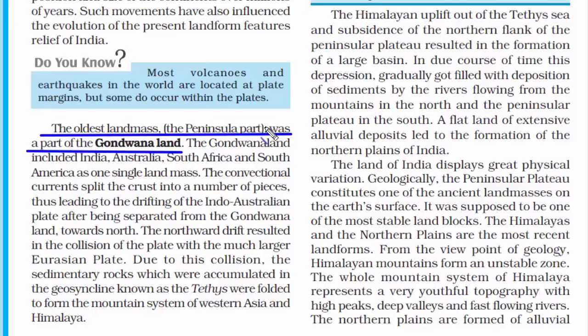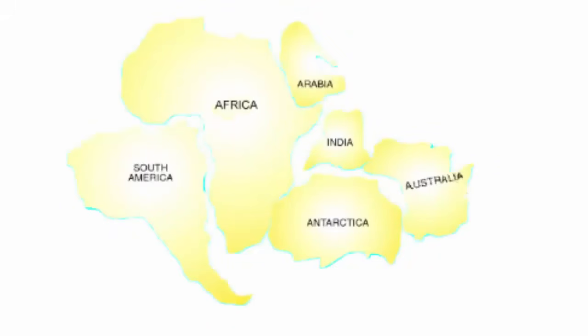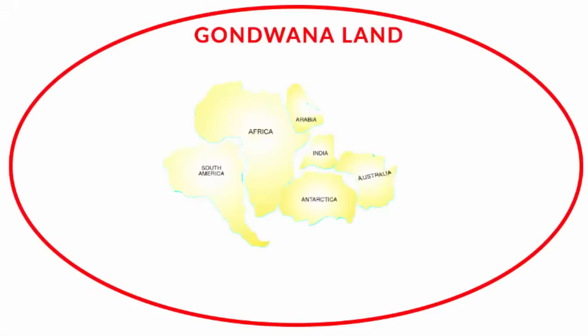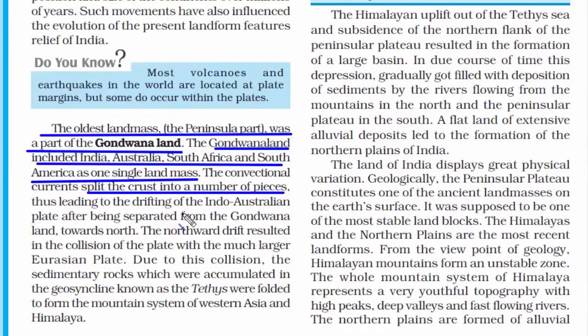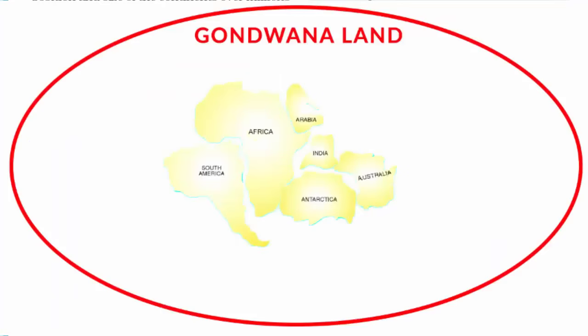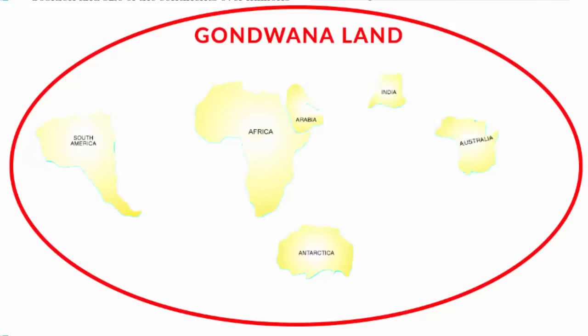So this Gondwana land comprised of several countries like South America, Africa, India, Antarctica, Australia. So this was all one single landmass once upon a time. So what happened was the crust broke into a number of pieces and everything started drifting apart. As you can see, South America moved towards the left hand side and Antarctica went towards the south and India and Australia moved towards north and east. So at that time India was a part of the Australian plate. But then we got separated from that as well and we started moving towards north.